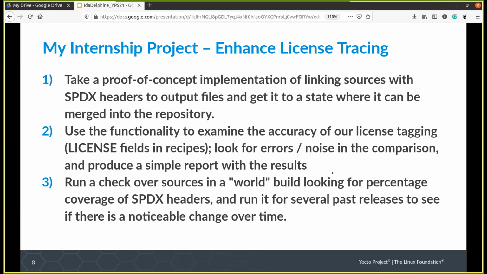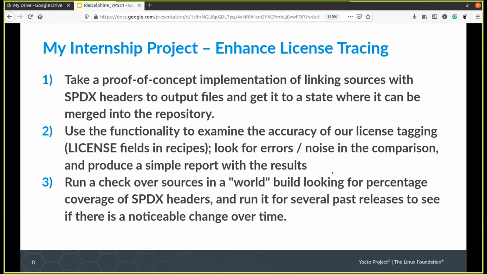And as for my second task, I was supposed to examine the accuracy of license tagging and look for errors or noise in the comparison. It was for me to look at what I have in the output and make sure that it matches what is found in the recipes and produce a report of my findings. So I did that and shared with my mentors.